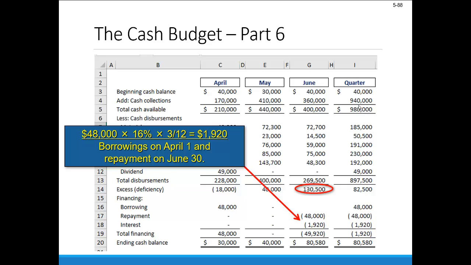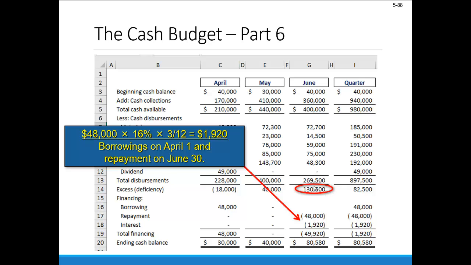And then finally in June, we're carrying forward that balance of $40,000. We had expected collections of $360,000 to give us cash available of $400,000. Our disbursements totaled $269,500 from our individual other budgets there, labor, materials, and so on, which would give us a projected excess of $130,500.